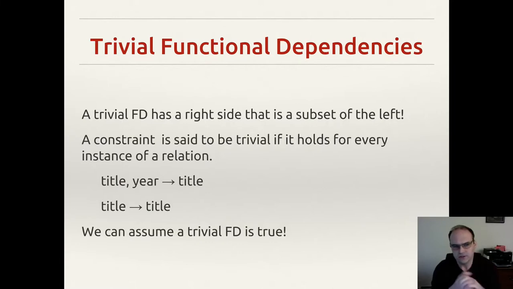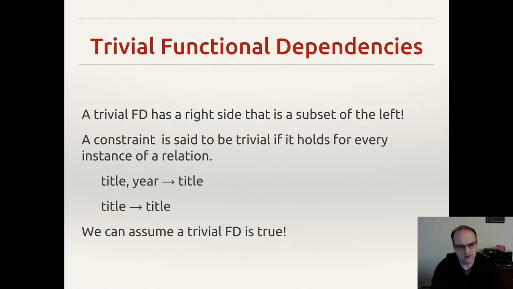So a trivial functional dependency, all that means is that the right side of the functional dependency is a subset of the left. That's it. So basically what we're saying there is if you have title and year on the left, title is a subset of the left side on the right, right? It can be just a subset, or it can be a representative of the whole set. You can have title is functionally dependent on title, and that is a trivial functional dependency. This is trivial because we can always assume it's true. That should make intuitive sense, right?